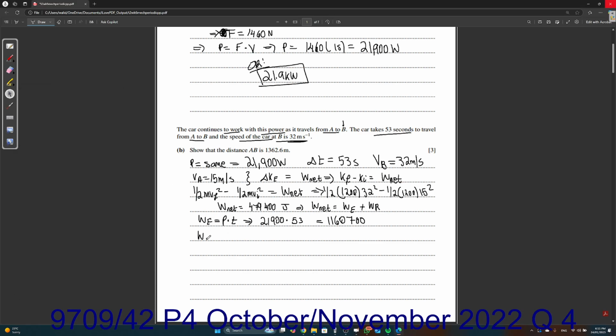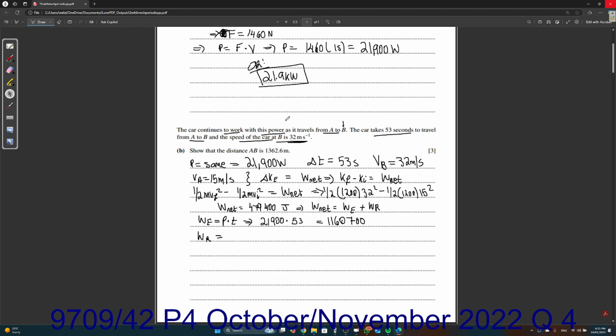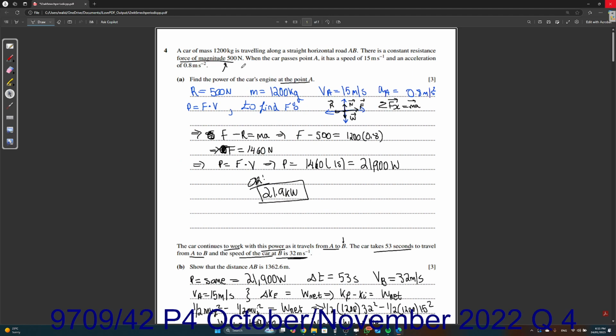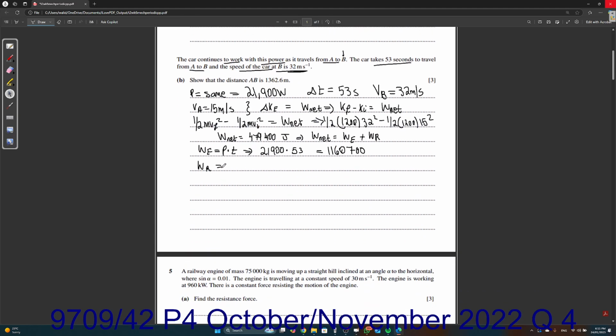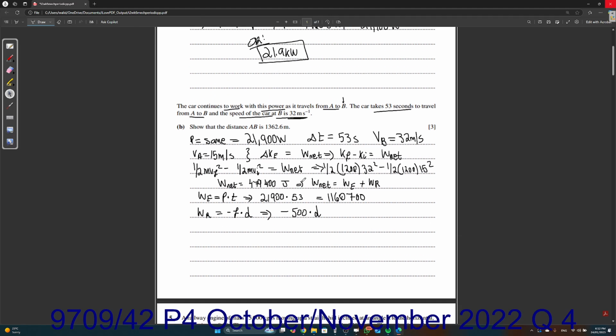What's the work done by the resistance force? We don't know anything about the resistance force other than the force, and we know that the work done by the resistance force is equal to negative the force times the distance, right? So it's equal to negative 500 times the distance d that we're trying to find. So let's see. We have work net, we have work done by the engine, we know work done by the resistance force other than the d. So can't we just solve it for d?